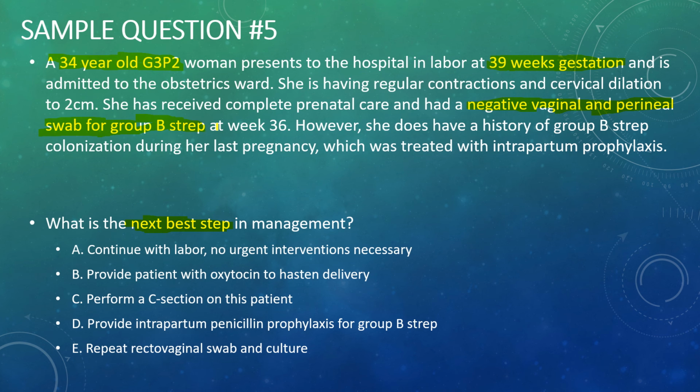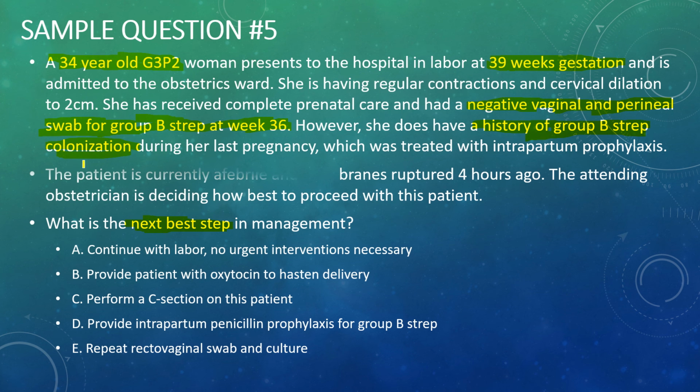So this is a very good mom. She's getting all her checkups. Very good. However, she does have a history of Group B strep colonization during her last pregnancy, which was treated with intrapartum prophylaxis. She has a history of Group B strep. So we might have to do something here. We'll find out. Now, the patient's currently afebrile and membranes ruptured 4 hours ago. Now, the attending obstetrician is trying to figure out how to proceed.